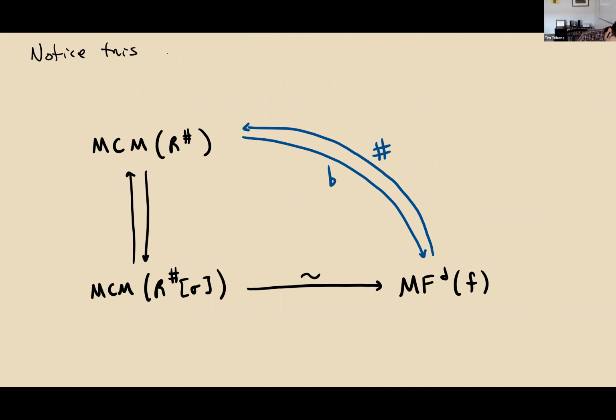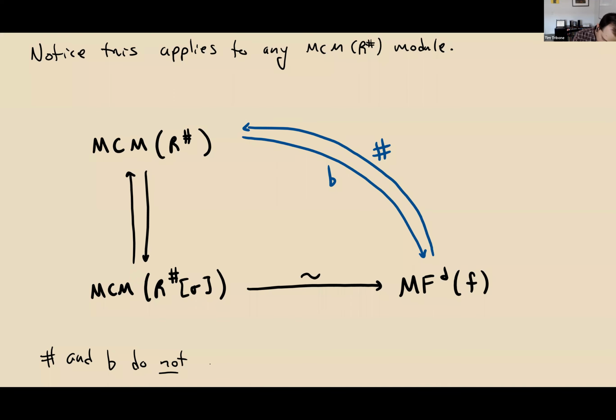So notice this construction I just did applies to any MCM R sharp module. What I mean is, if you do include sigma, you get a genuine equivalence of categories. But if you just do this other construction starting from an R sharp module, you don't get an equivalence of categories, but you do get some other interesting stuff. So I'm calling the two functors which go in between the category of matrix factorizations with D factors and these MCM R sharp modules, flatting and sharping. So sharp and flat do not form an equivalence.